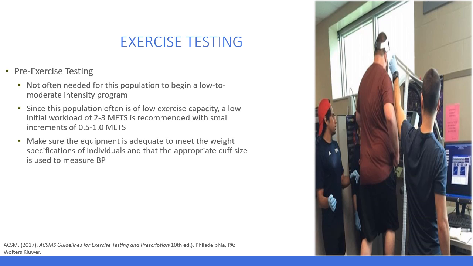Since this population starts out with a low initial workload, the ACSM recommends starting them with no more than 2 to 3 METs, with small increments of half to 1 MET increase in intensity over a week or so. You also need to make sure that the equipment in the gym is adequate to meet the weight specifications of the individual, and if you're taking measurements such as blood pressure, you need to make sure that the appropriate cuff size is used.